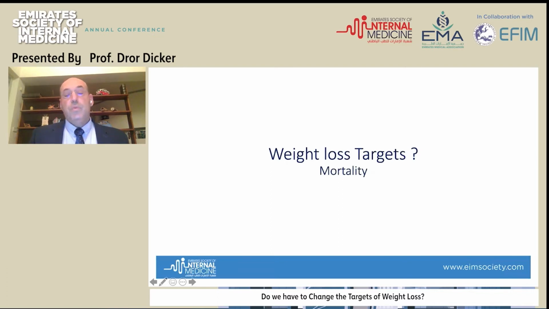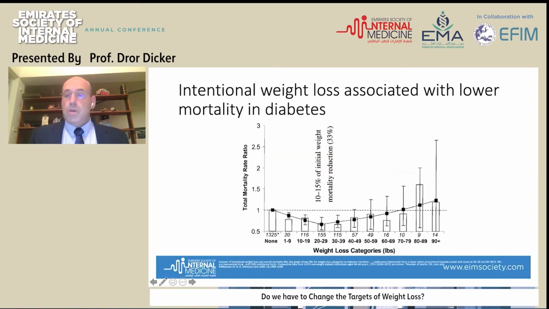Now, what about weight loss targets for preventing mortality? There are no studies that really aim to answer this question prospectively, but we can see this study that looked retrospectively at intentional weight loss. We can learn from this study that reducing weight by 10 to 15% can lead to a 33% reduction in mortality.